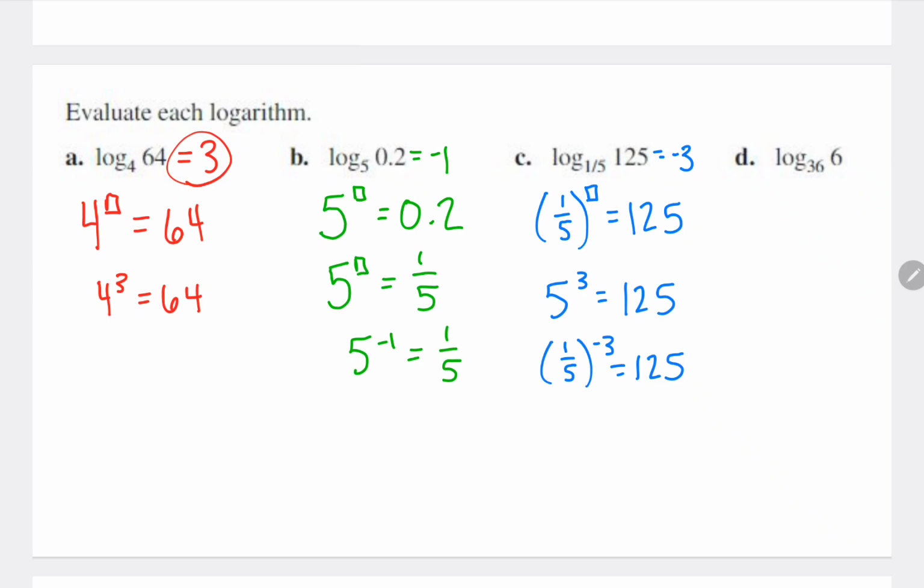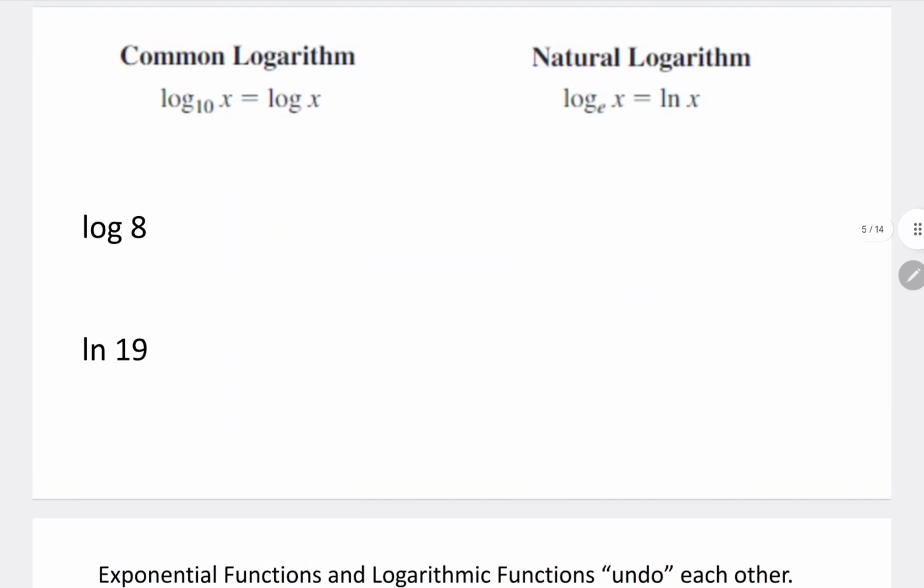So this is -3. And the last one, the base is 36, and we want to know what exponent gives us an answer of 6. Well, the square root of 36 is 6. And another way of saying the square root is raising 36 to the 1/2 power. So this answer is 1/2.